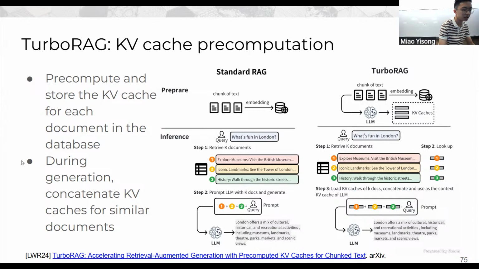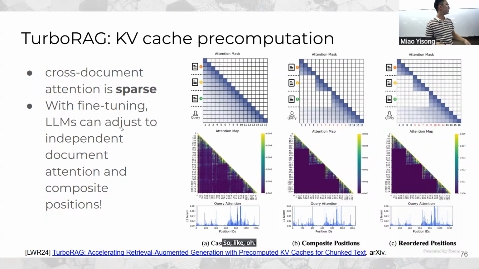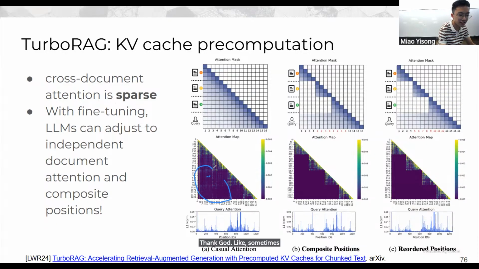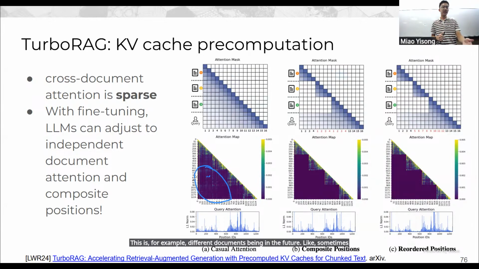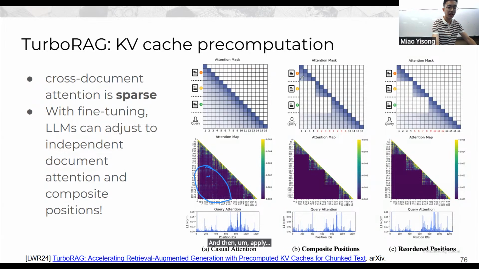The point that the authors made was that the cross-document attention is sparse. As you can see in the attention map over here, in this area, for example, different documents are attending to each other. Sometimes there is attention being paid between them, but mostly it's sparse. So they suggested that we can just take it out and apply some sort of mask on attention between documents. And with appropriate fine-tuning, the LLMs can still adjust to this and achieve good results.